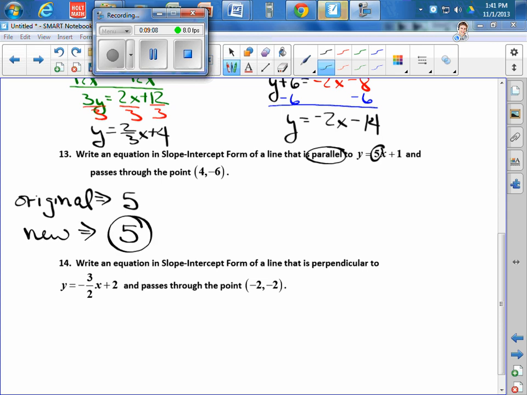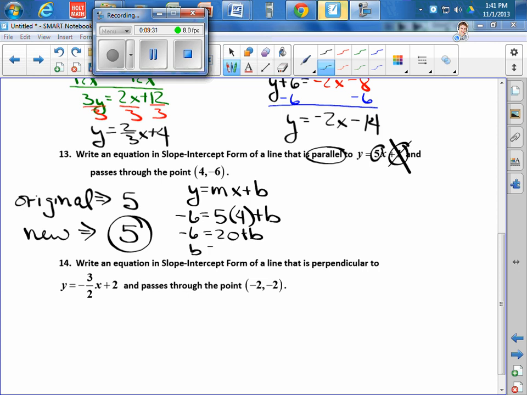So we're going to be using this same slope. Am I going to be using this old y-intercept, the original y-intercept? No. I need to find a new one. How do you do that? Well, you're going to start with y equals mx plus b. You're going to plug in the coordinates. Negative 6 is equal to 5 times 4 plus b. Negative 6 is equal to 20 plus b. Subtracting 20 from both sides, b is equal to negative 26. So you have the line y is equal to 5x minus 26.